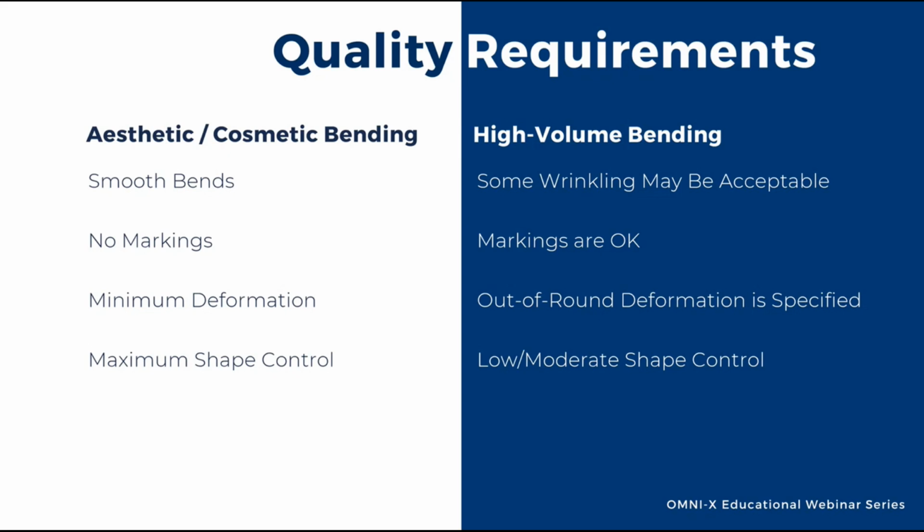For high volume bending, some wrinkling may be okay and markings are common. Any out-of-round quality requirements are typically defined in the part specifications. The goal of high volume bending is to achieve minimum acceptable quality standards, while the key is repeatability across multiple production runs over the long term.